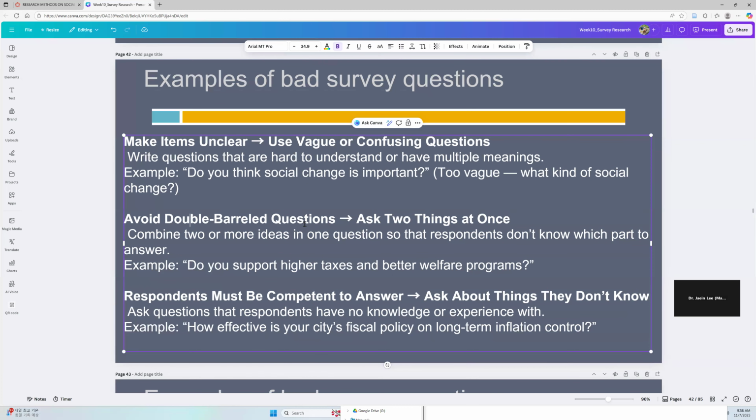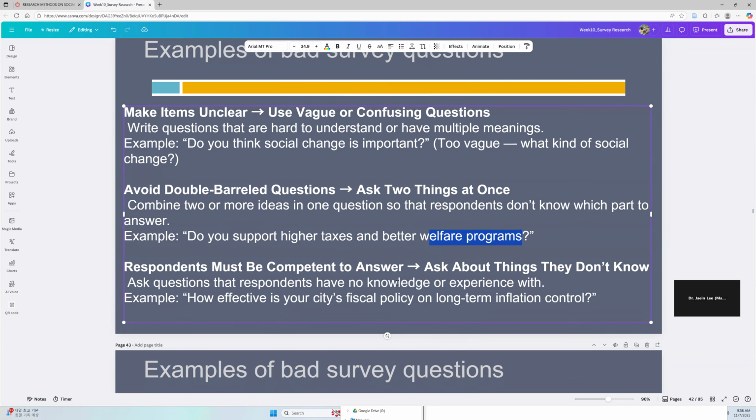Avoid double-barrel questions, which ask two things at once. That's not very good. So, do you support higher taxes and better welfare programs? Which one would you answer, higher taxes or better welfare programs? You may agree about the higher taxes, but you may not agree about the welfare programs, or vice versa. So the double-barrel question is not very good in that way.